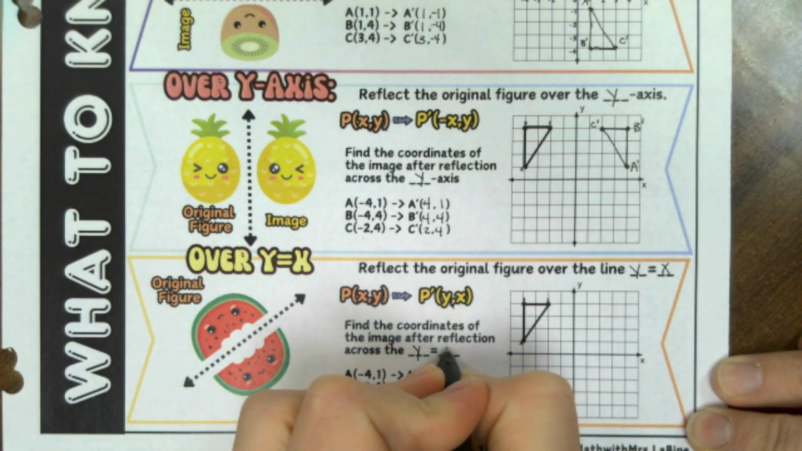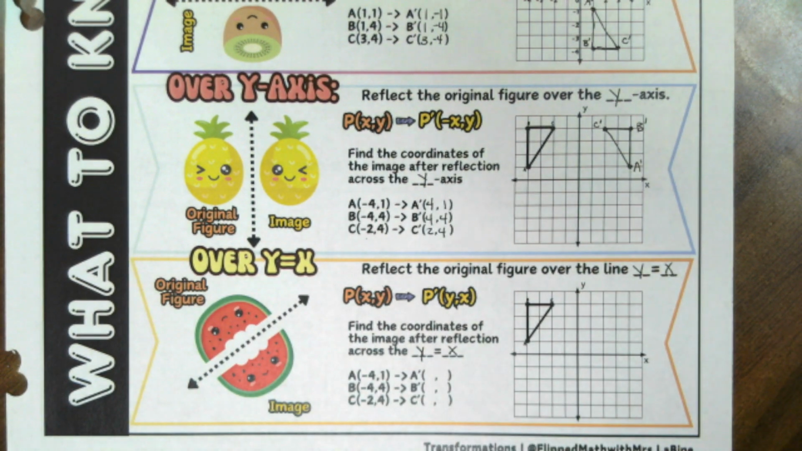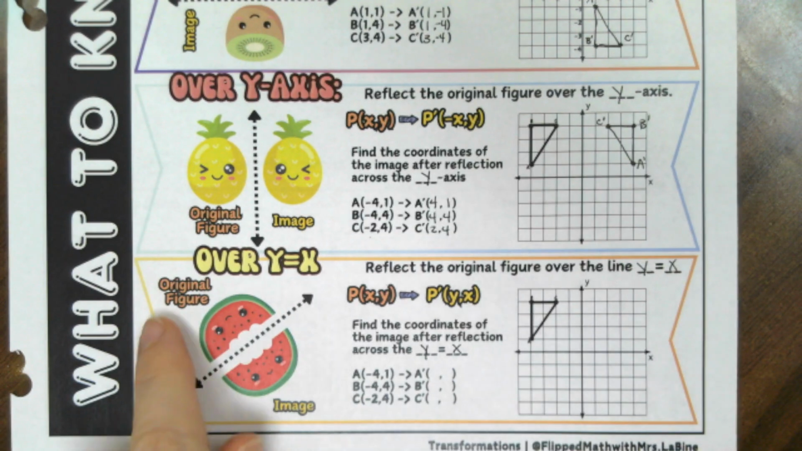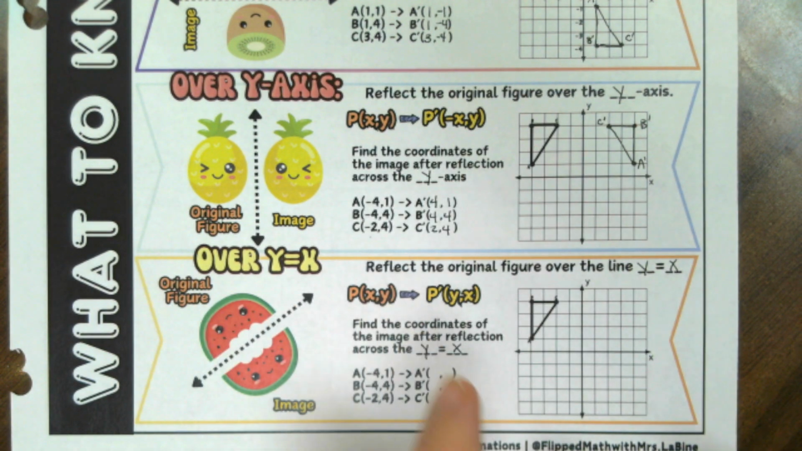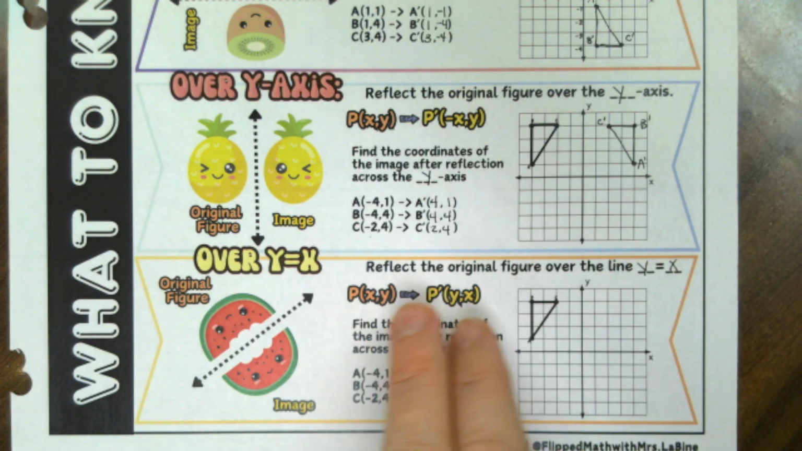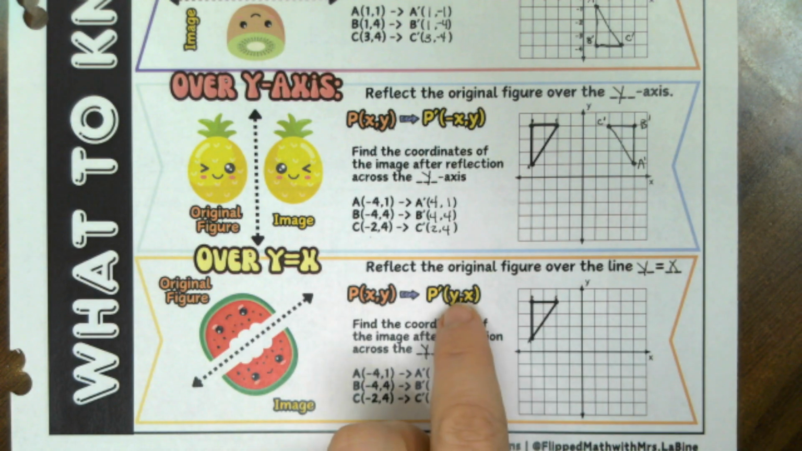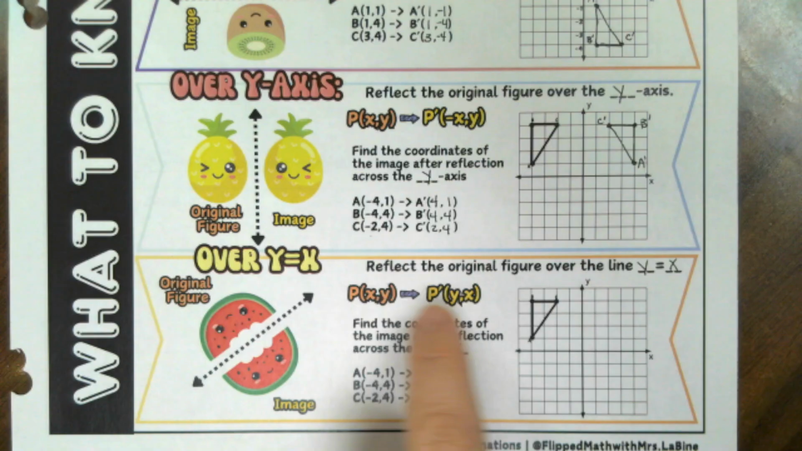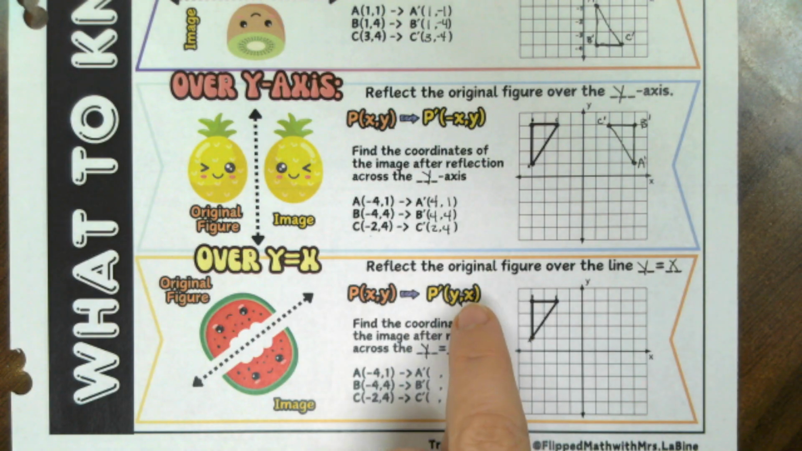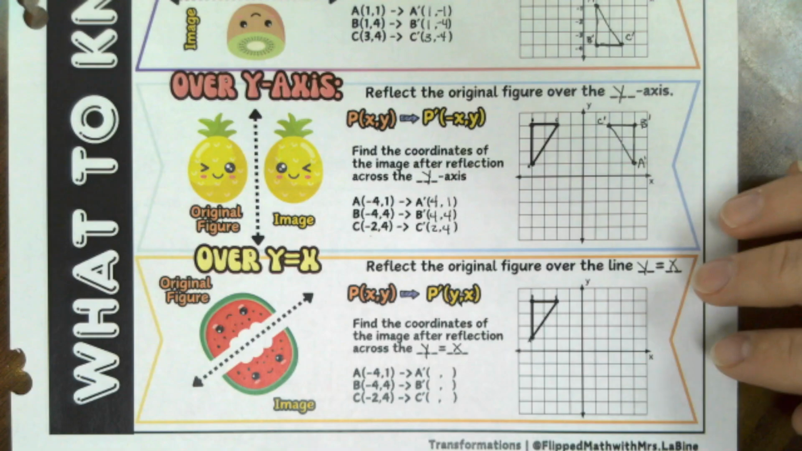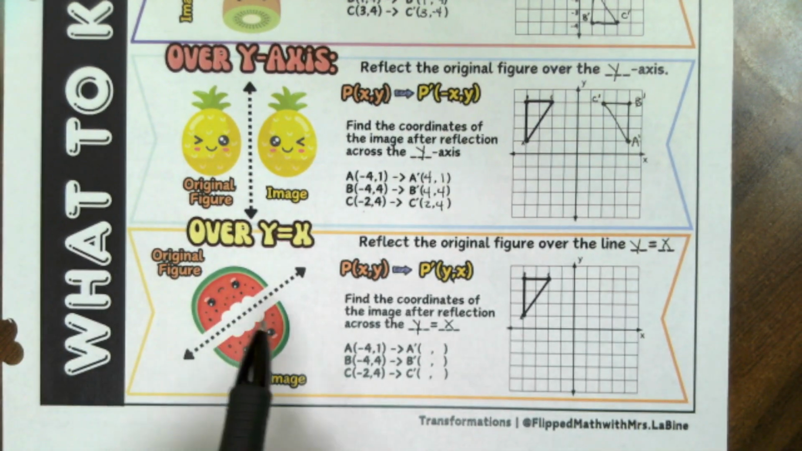So we'll do that here, y equals x. All that's saying is that whatever my original figure was, my x and y, I'm actually just going to flip them. So now in my image, the x becomes this y, and this one's y becomes the x. Okay, so let's see what that actually means when we put that into practice.